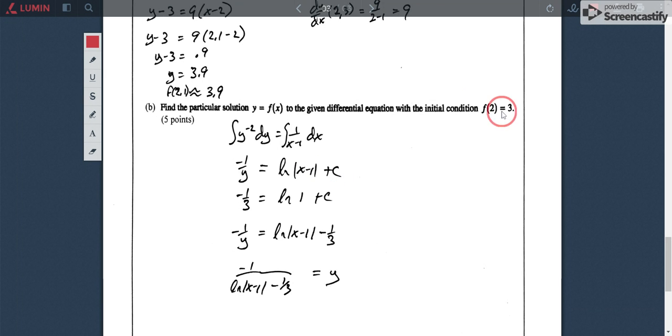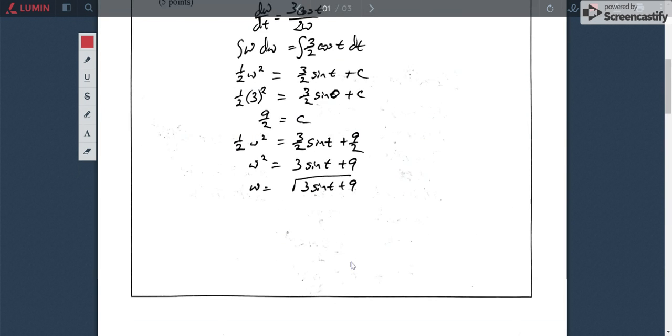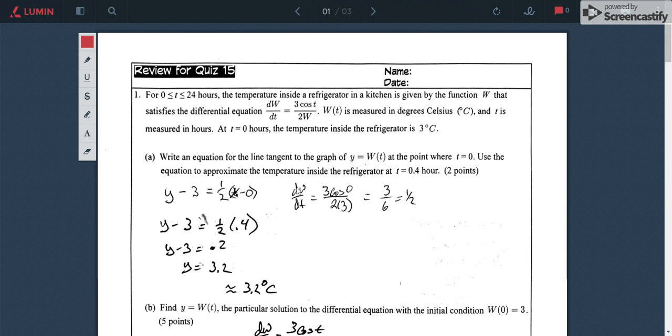All right, plug in the initial condition. So 3 for y, 2 for x. So 2 minus 1 gives me 1. Natural log of 1, as we know, is 0. So that means c equals negative 1/3. Plug in my c and then solve for y. So all I have to do to solve for y here is switch these two. We get y equals negative 1 over the natural log of the absolute value of x minus 1 minus 1/3. So there are the answers for 1, 2, and 3 on review for quiz 15.